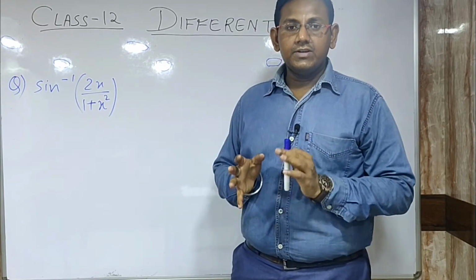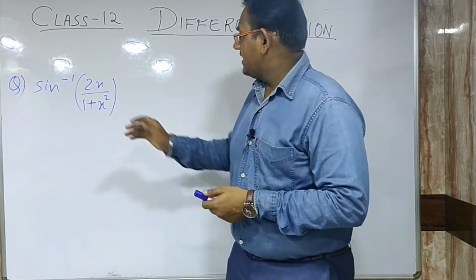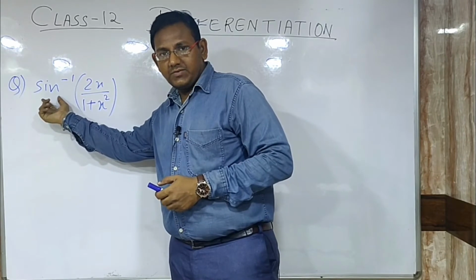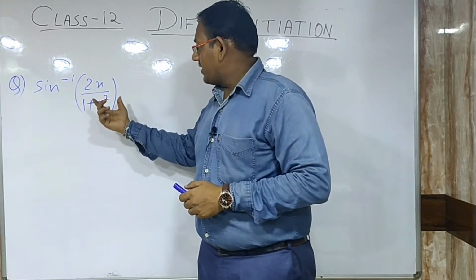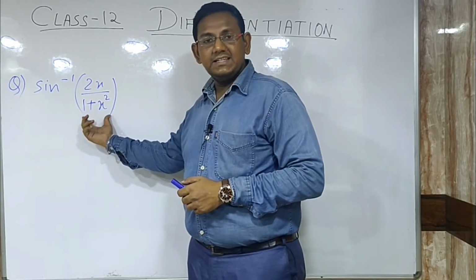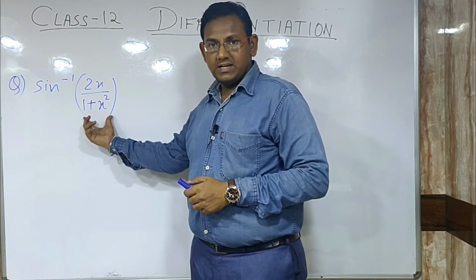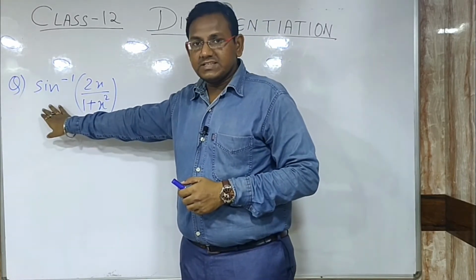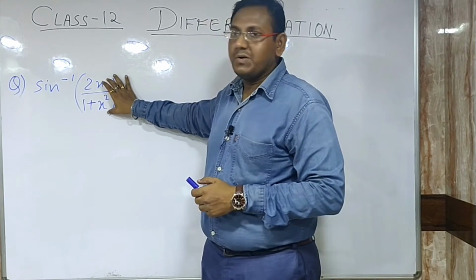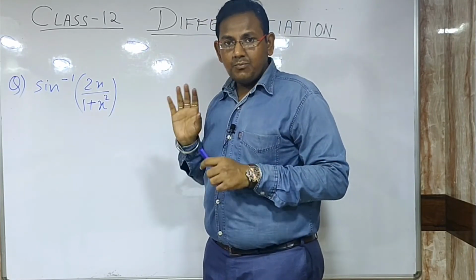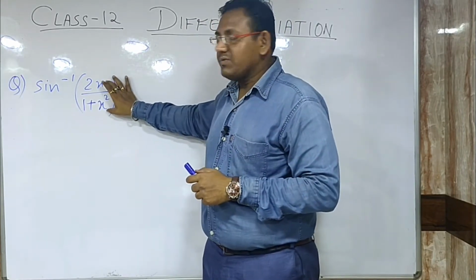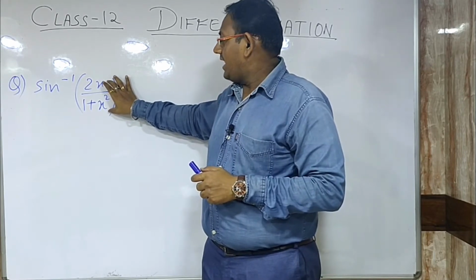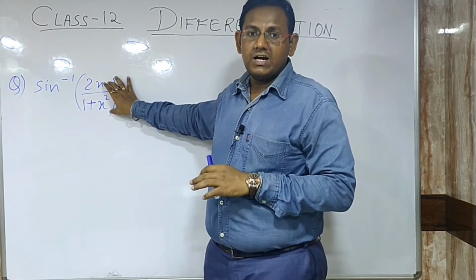Now if we are going to differentiate this one directly, then what will happen? First we are going to differentiate sine inverse, then we are going to differentiate the part present inside this sine inverse. That means first we differentiate sine inverse, then we differentiate 2x by 1 plus x square. But as soon as we start with this part, a problem arises. What is the problem that we are going to face?